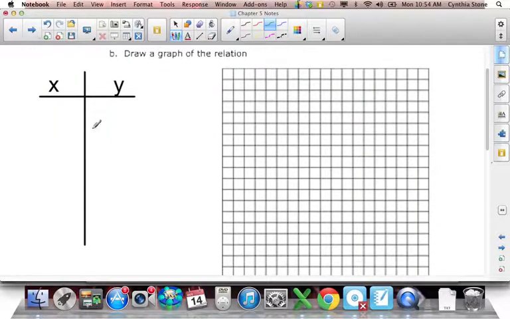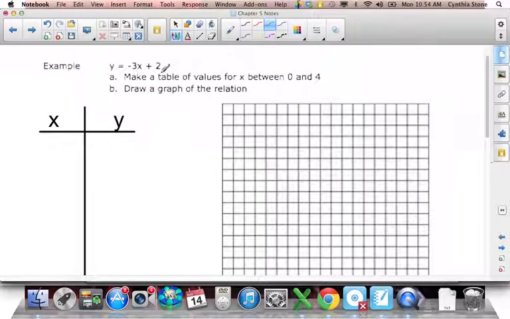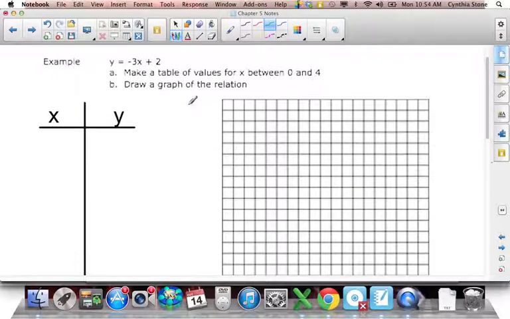All right, next. Here it gives us the equation. It says make a table of values, where x is between 0 and 4. So first thing I'll do then is write in 0, 1, 2, 3, 4.